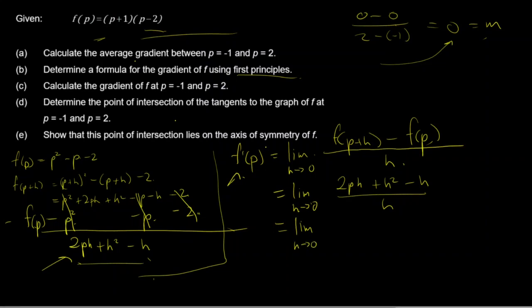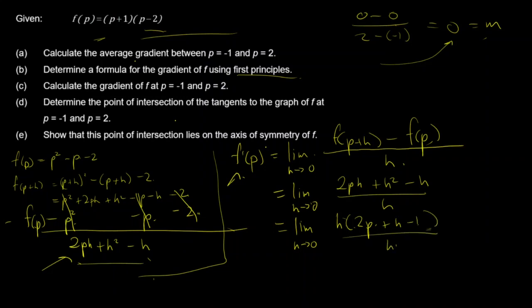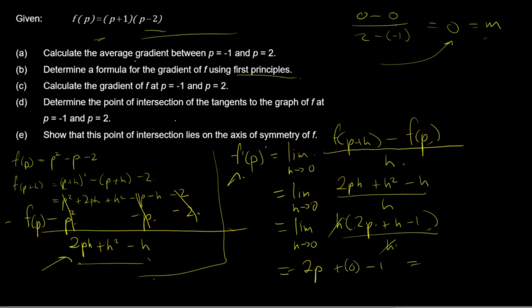Well, over here we can just do this. Take out the common factor as per usual. So it's 2p plus h minus 1 all divided by h, which is equal to 1. And as soon as we substitute, we can drop the limit notation. So that'll be 2p plus, let's acknowledge the substitution, minus 1, and that's 2p minus 1.